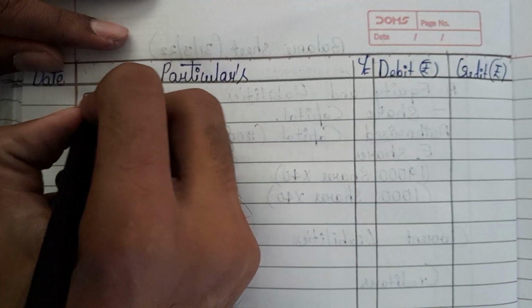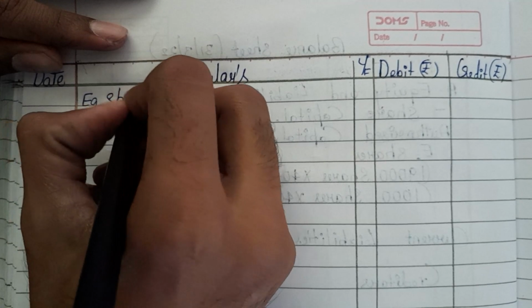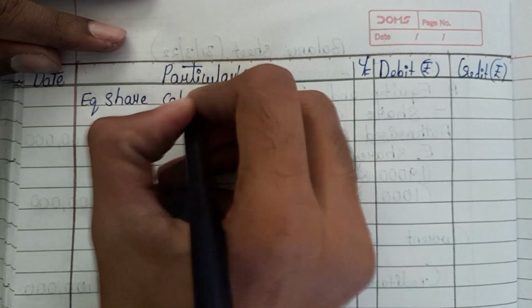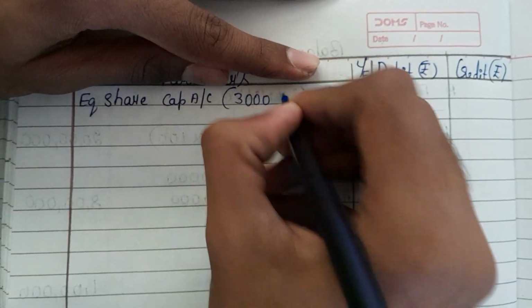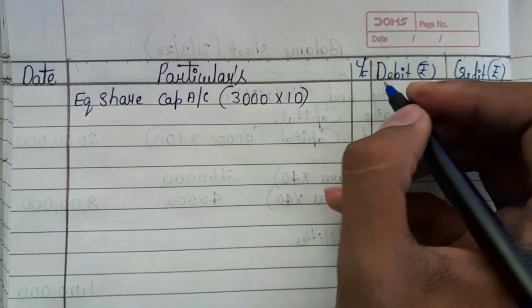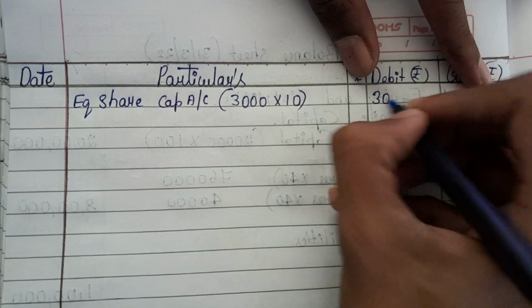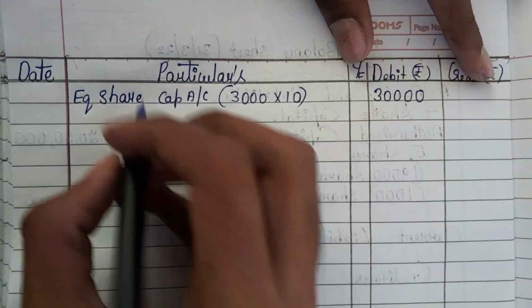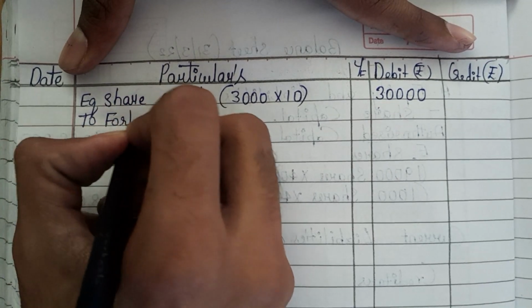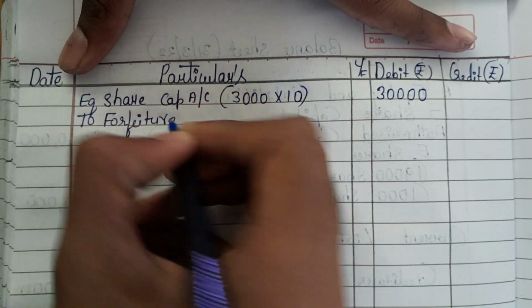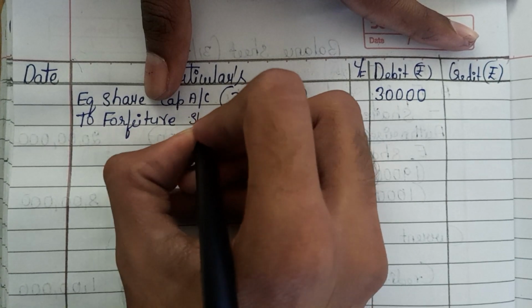Now see here, first they have told that forfeiture of shares. So the entry will be equity share capital account debit. Total it was 3000 shares, and the actual share value was 10 rupees. So consider it as 30,000. To forfeiture shares account.